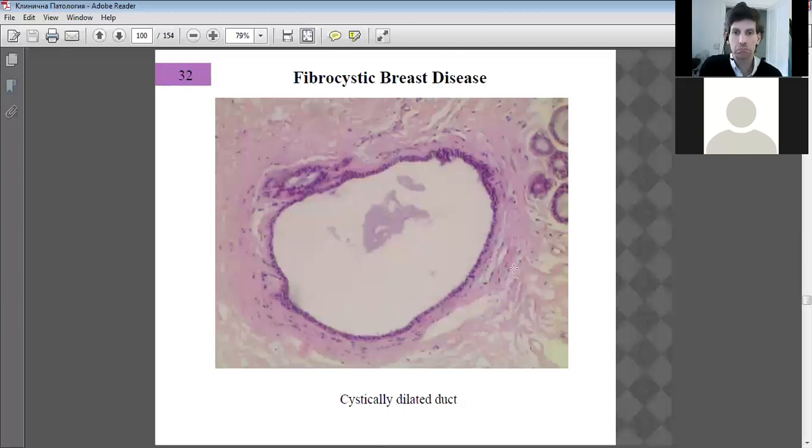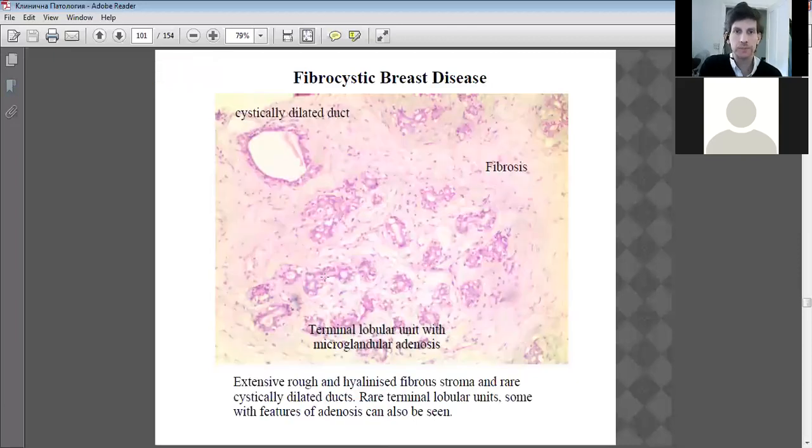So that's pretty good. The cyst is growing in size, if you like, a cystically dilated duct. Fibrosis is now extensive. The disruption to the lactimal or milk-producing glands is beginning to become evident.